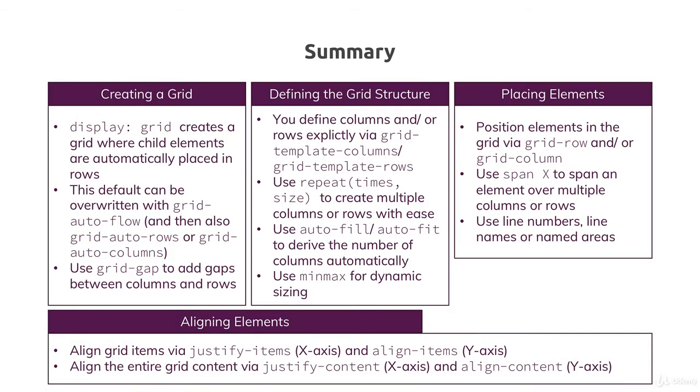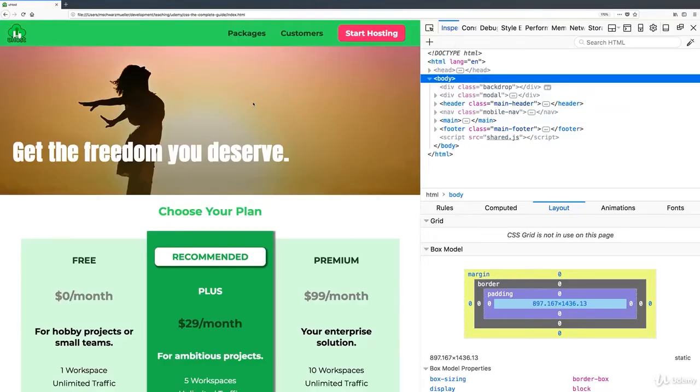For the entire grid, where the content might not take the entire space you reserved, you can position it with justify content on the x-axis and align content on the y-axis. This is the brief summary. Obviously, it's all about practicing and diving into the different properties and simply using them, but I hope that this module was very helpful when it comes to getting started with the grid.